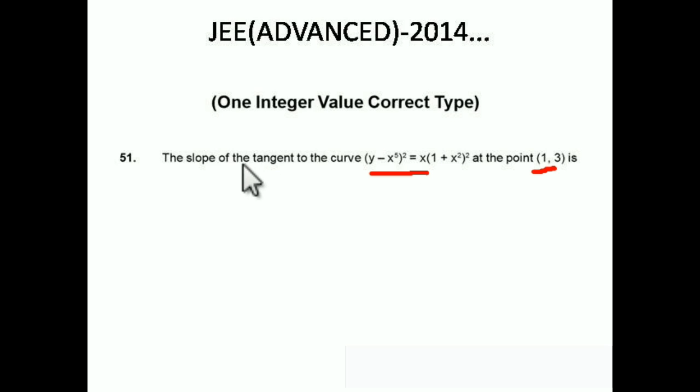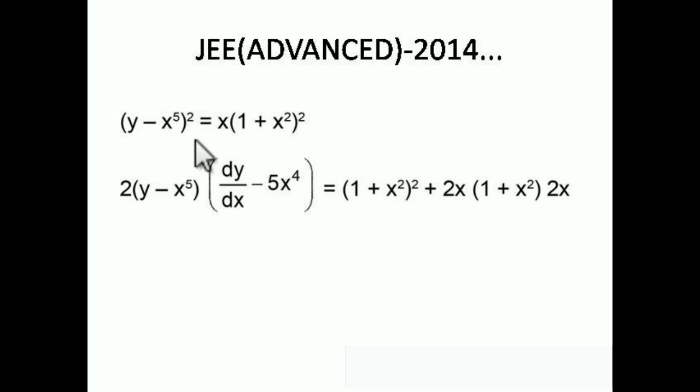So here the slope of the tangent means dy by dx. We just have to differentiate this equation on both sides, put in that point, and we will get the answer. So let's do that. (y minus x to the power 5) whole squared equals x into (1 plus x squared) whole squared. I recommend you differentiate on your own, pause the video, solve by yourself and compare with my answer. Okay, let's do that.